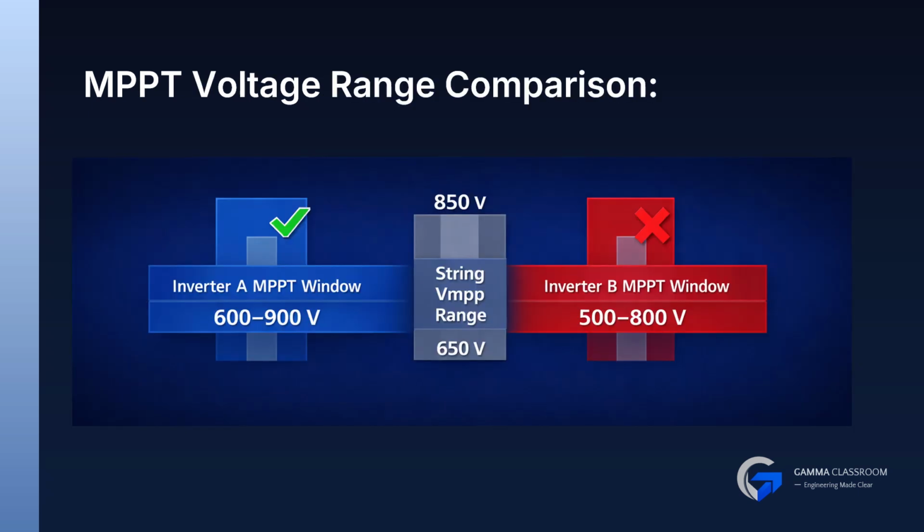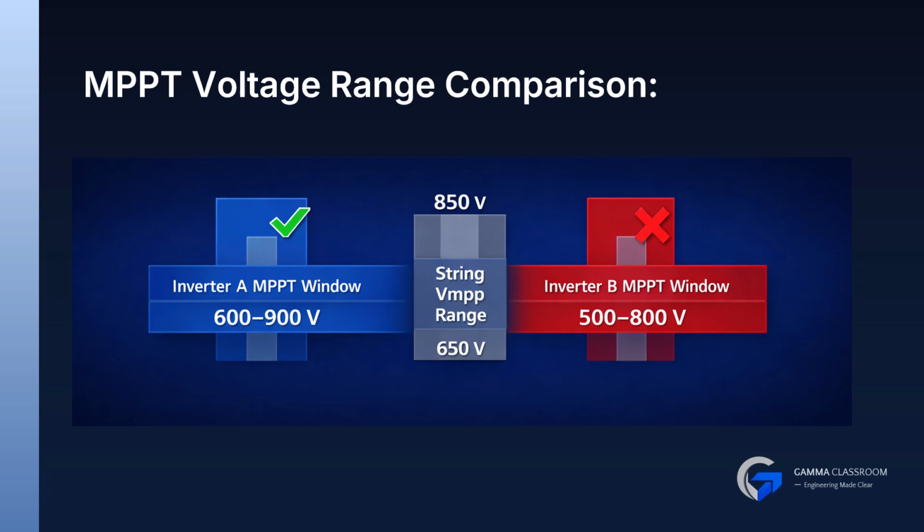Here we compare the same string maximum power point voltage range, 650 V to 850 V, with two inverter MPPT windows. Inverter A's MPPT window is 600 V to 900 V. Since the maximum power point voltage minimum, 650 V, and the maximum power point voltage maximum, 850 V, are inside this range, it is compatible.